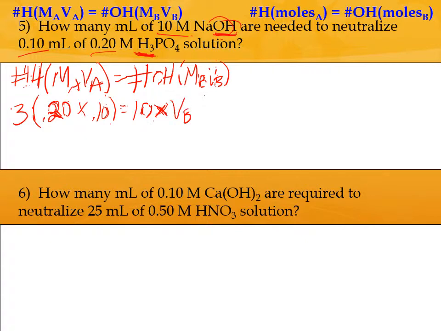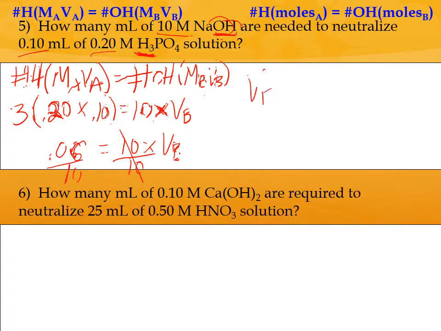So I can now do my math, and I'm going to do 3 times 0.2 times 0.1 on the left, and my number becomes 0.06 equals 10 times VB. I'll leave that as 10 times VB for now. And I want to get that VB by itself, so I'm going to divide everything by 10 over here.